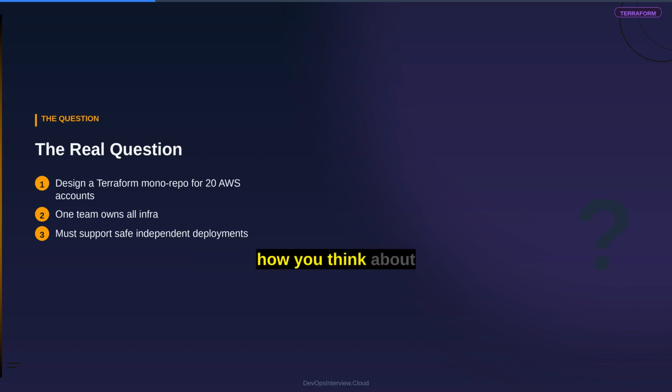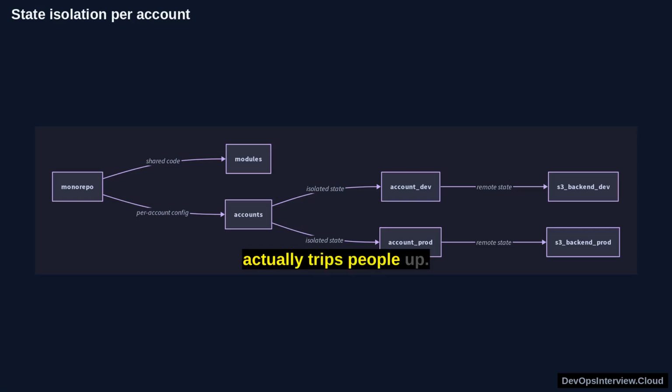They want to see how you think about isolation, scale, and team safety, not whether you know a specific CLI flag. Here's why this question actually trips people up. The naive answer is, put everything in one folder and use Terraform workspaces, one workspace per account. Workspaces share state backends, they share provider configs, and a bug in your state file can corrupt multiple accounts at once. That's not theoretical. It's a classic failure pattern on real platform teams.